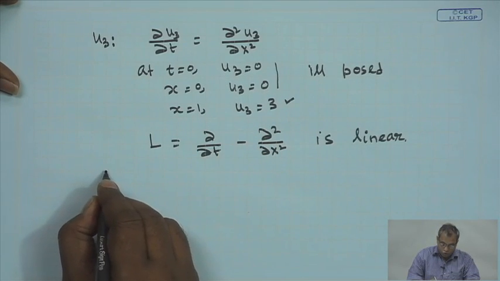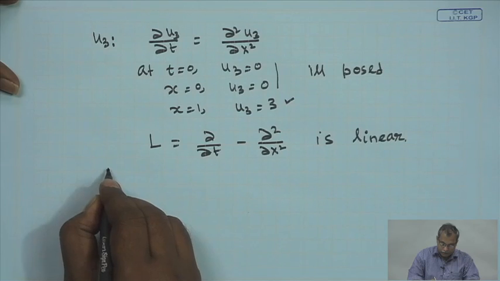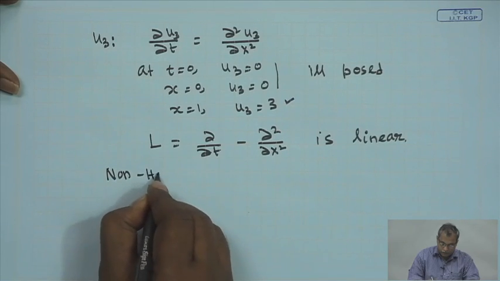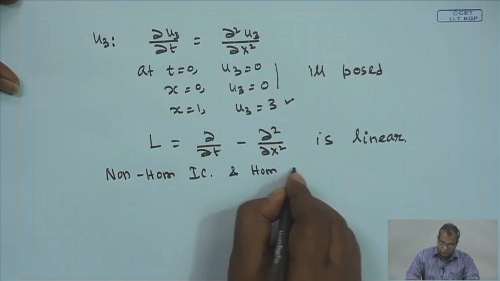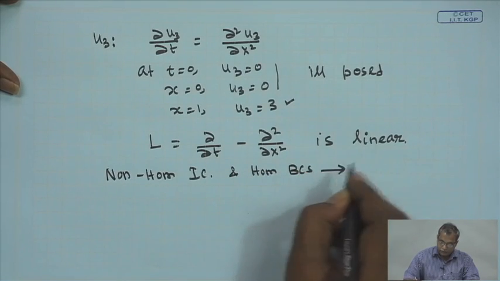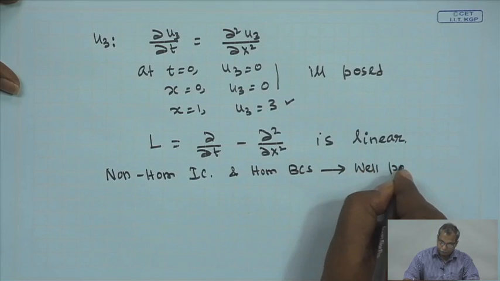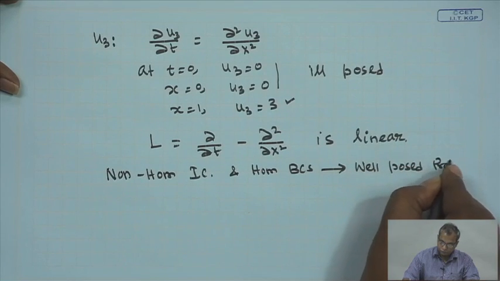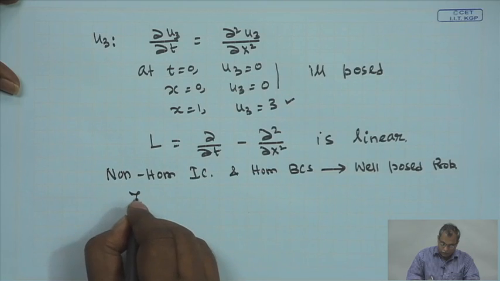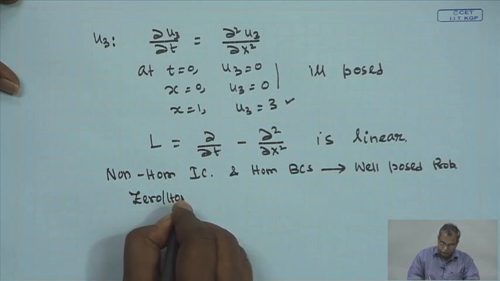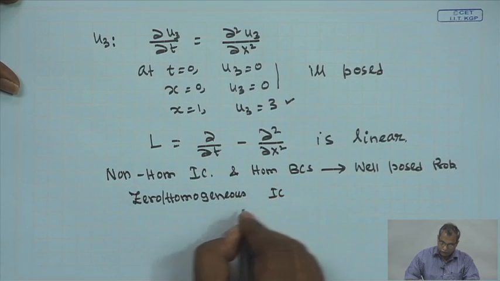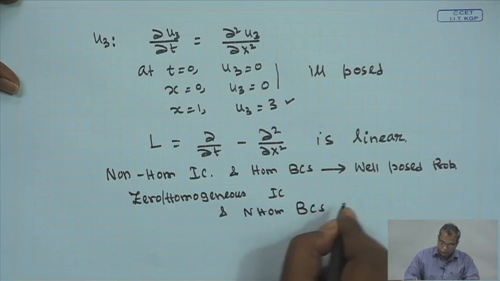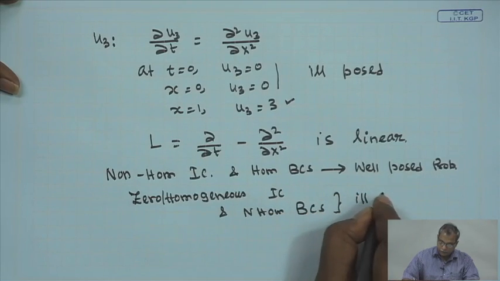So, a non-homogeneous initial condition and homogeneous boundary conditions are generally called a well posed problem. And a zero or homogeneous initial condition and non-homogeneous boundary conditions are known as an ill-posed problem.